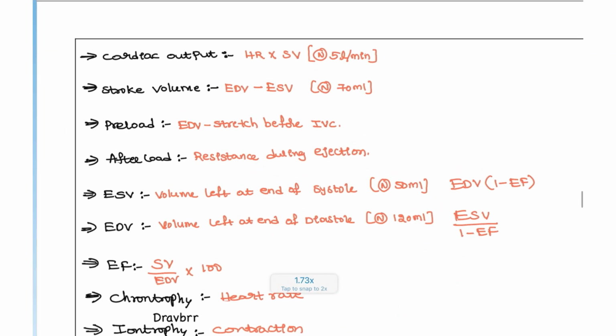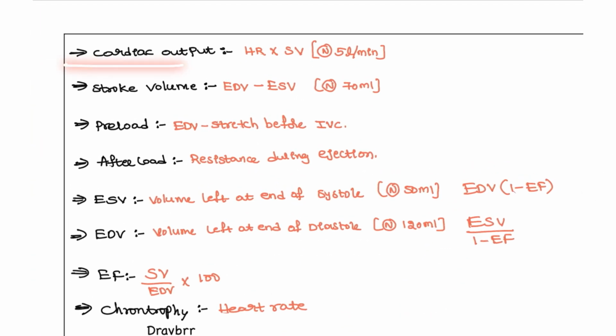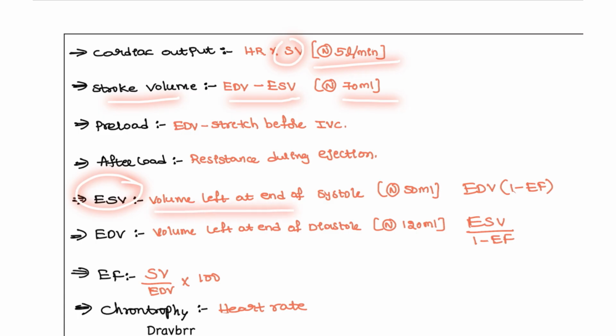Some of the definitions that you should know: cardiac output is nothing but the heart rate times the stroke volume. Normal is 5 liters. What is the stroke volume? Stroke volume is nothing but the end diastolic volume minus the end systolic volume. The normal is 70 ml. What is the end systolic volume? The volume that is left at the systole, and the end diastolic volume is the volume left at the diastole. What is the normal? 50 ml and 120 ml.